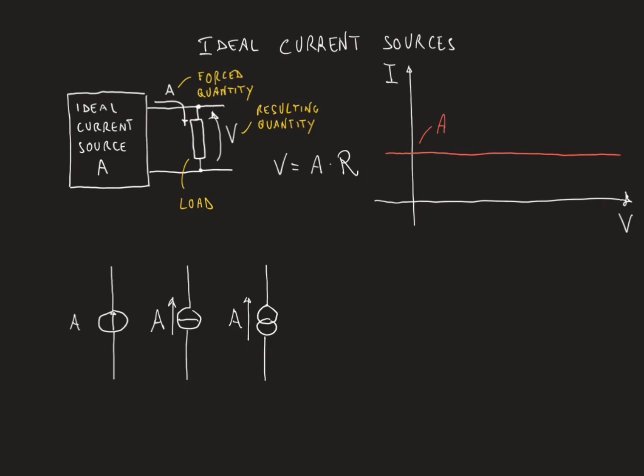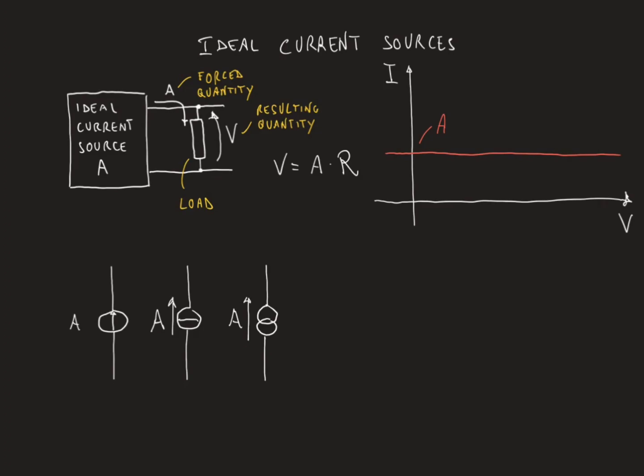I is the current forced by the ideal current source into the load, while V is the voltage drop resulting across the load. In the plot, the current is always equal to A, independent of the value of the voltage V.